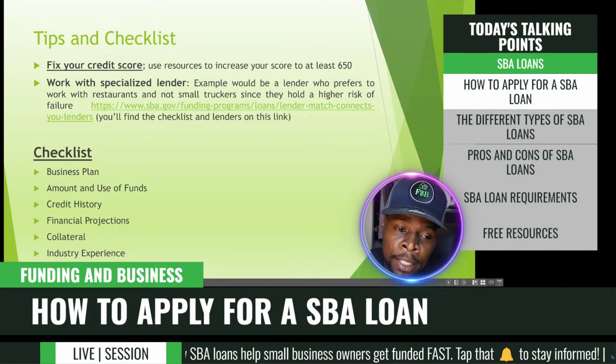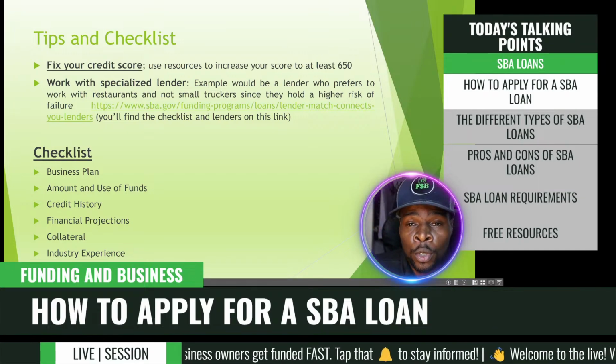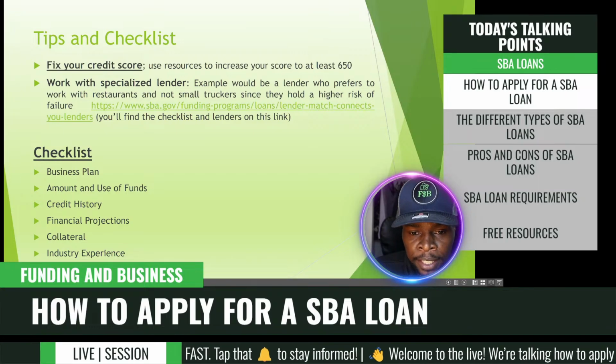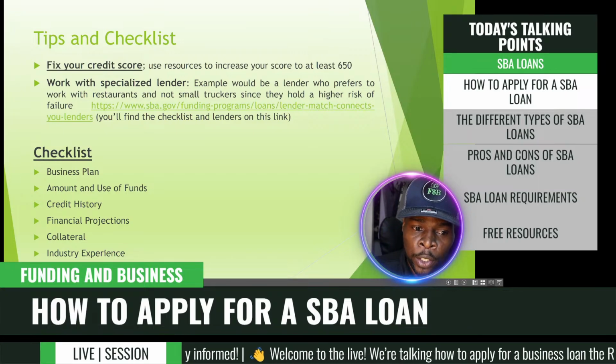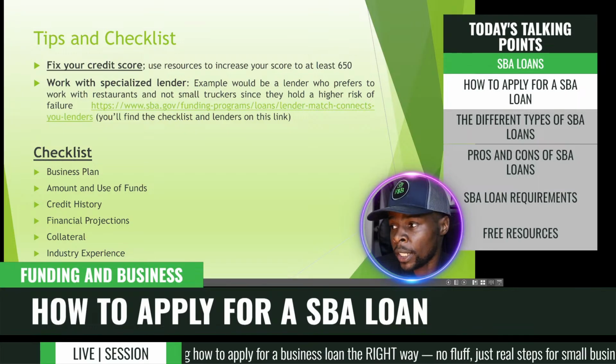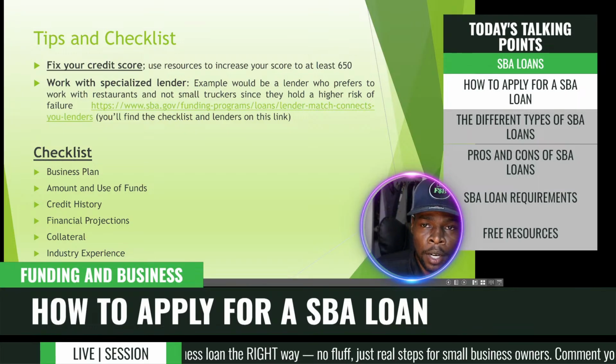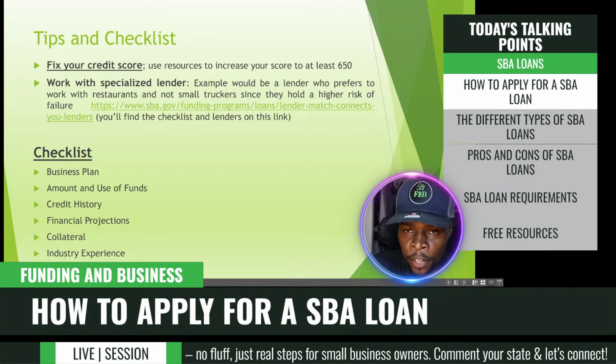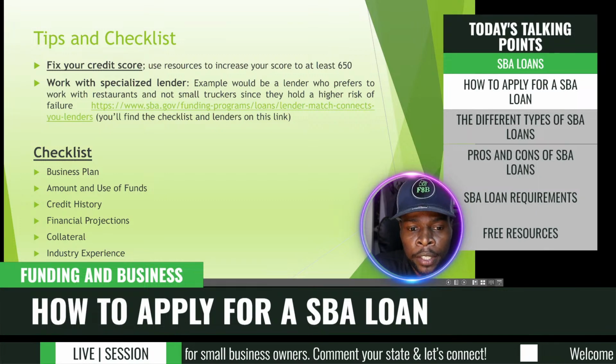With the tips and checklist, the first thing you need to do is fix your credit score. There's no way around it. There's really no way around it. However, there are other types of loans you can apply for that are approved with bad credit, or let's just say low credit, because life happens.